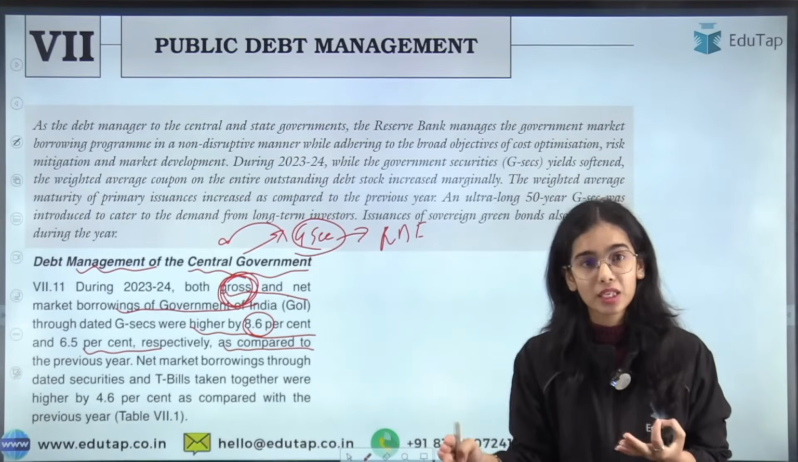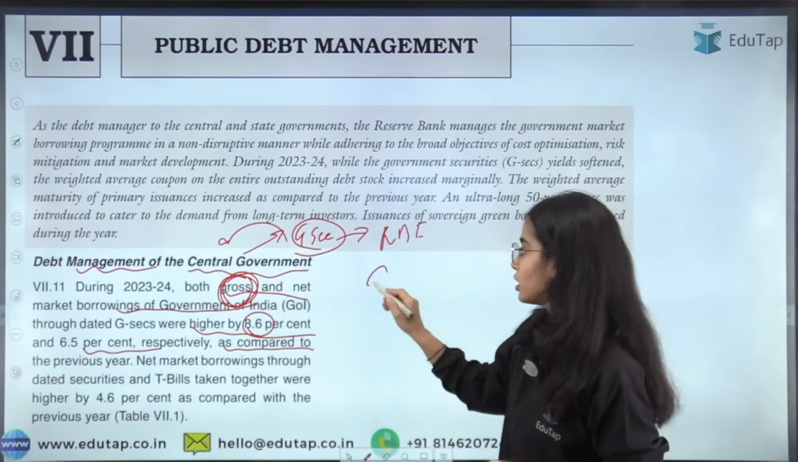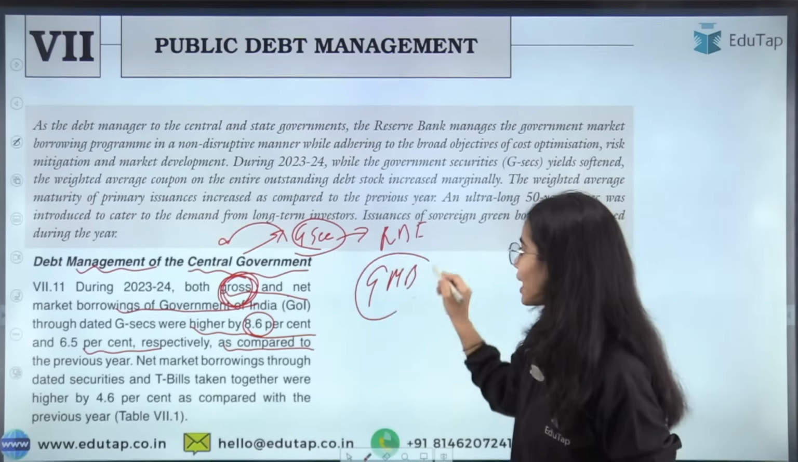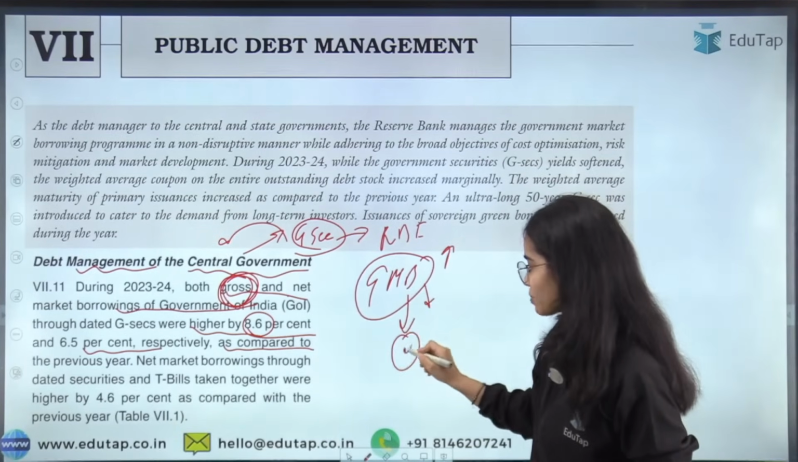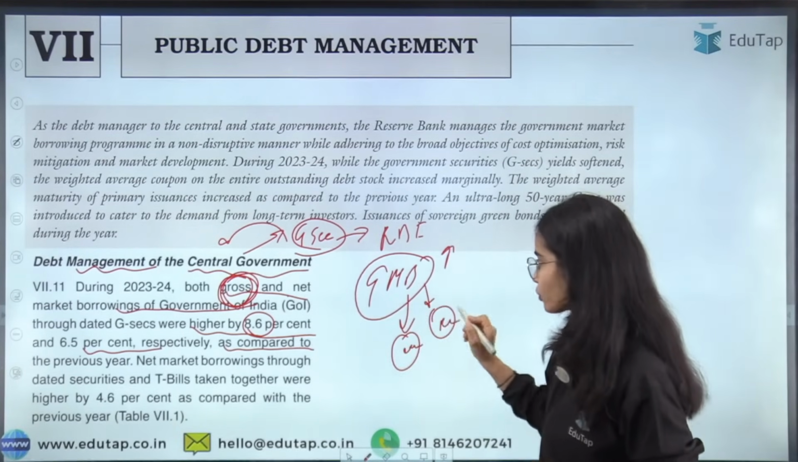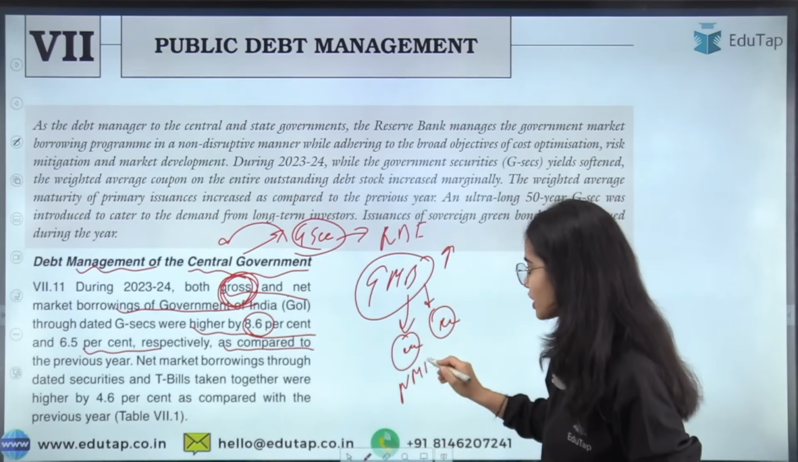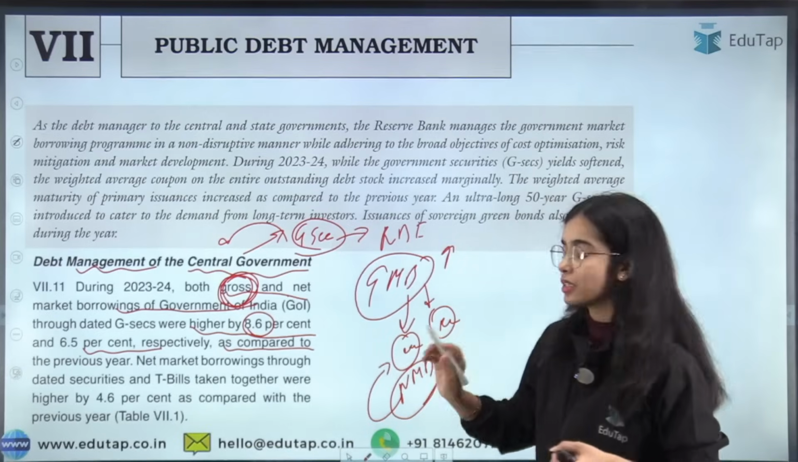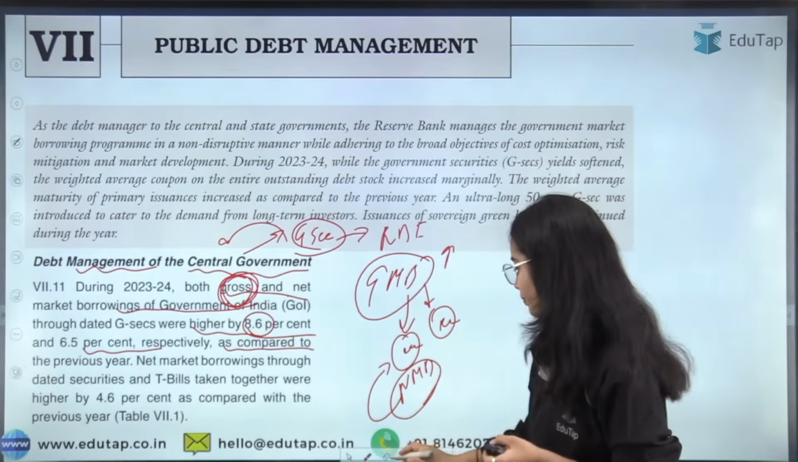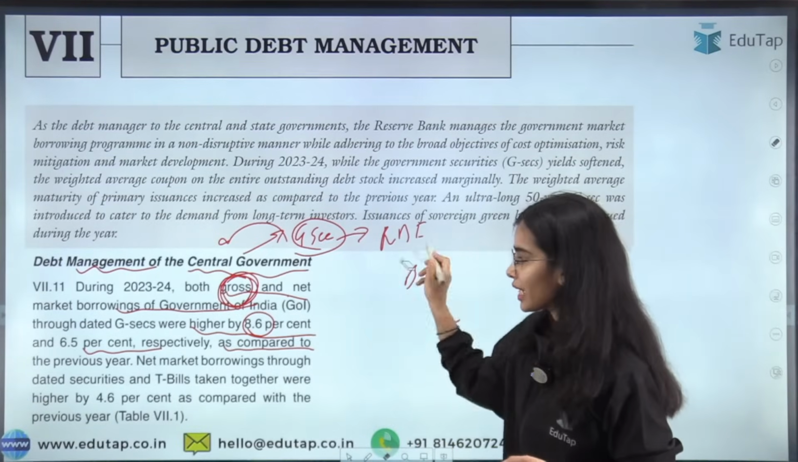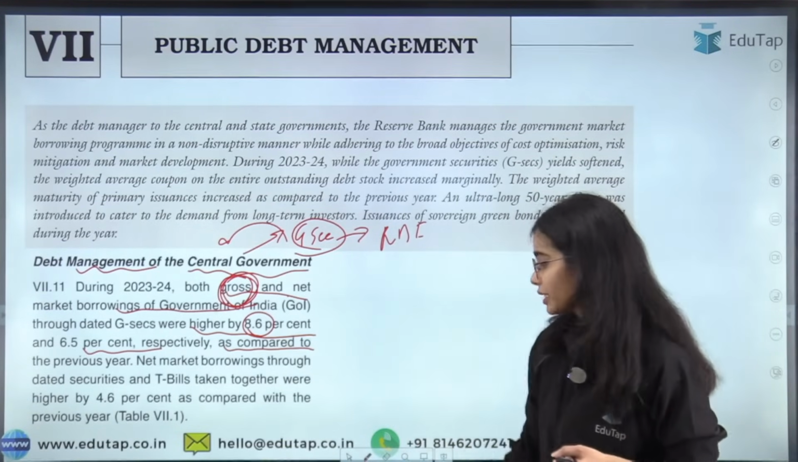You do not have to remember the numbers, but remember the gross market borrowings are higher because this is the money that is used for the expenditure as well as for the repayment of loans, while in the net market borrowings, we are only seeing the borrowing that the government is doing for the recent expenditure. Okay, any confusion here in the gross market borrowing and net market borrowing?